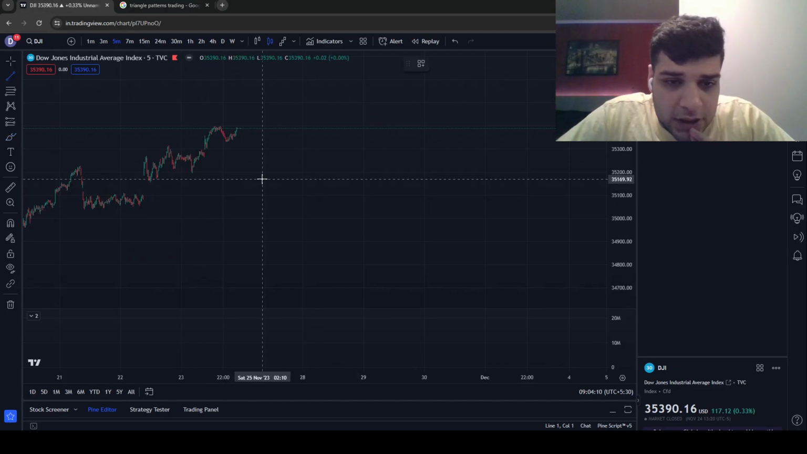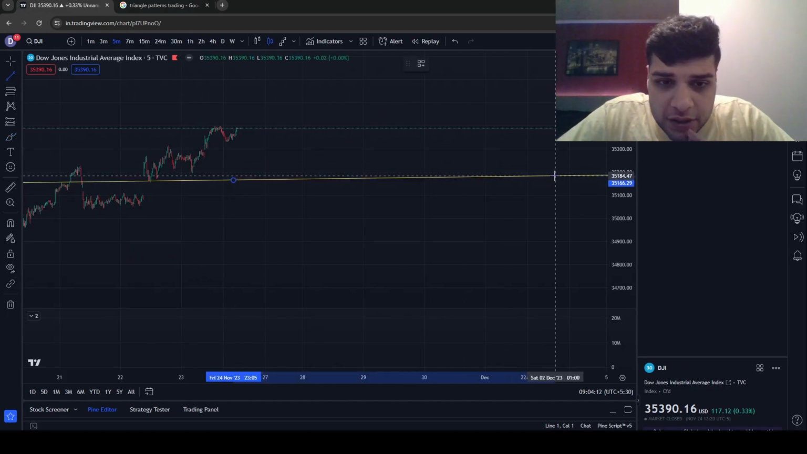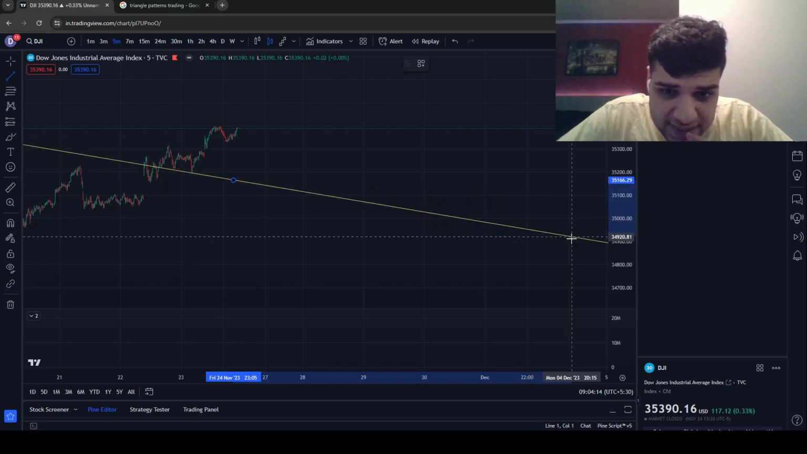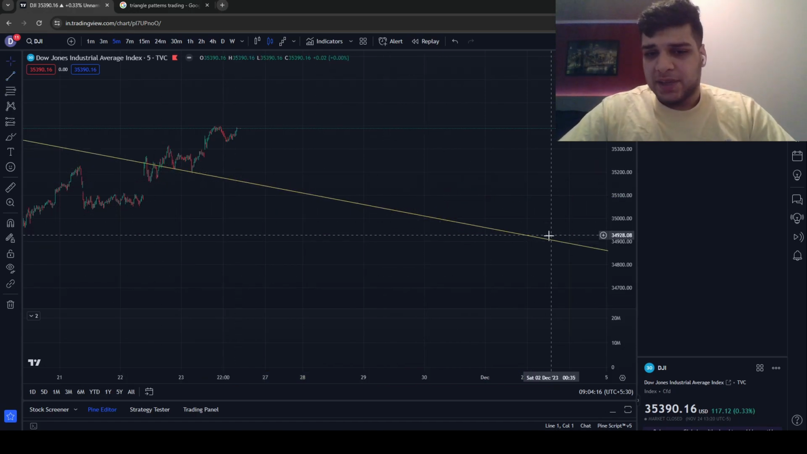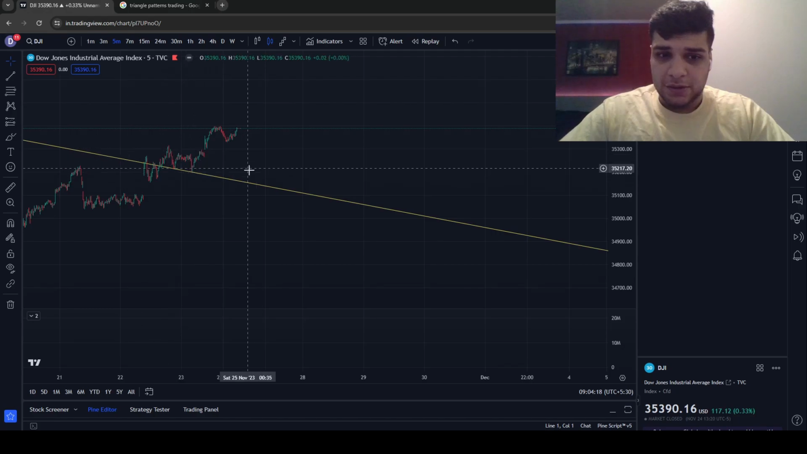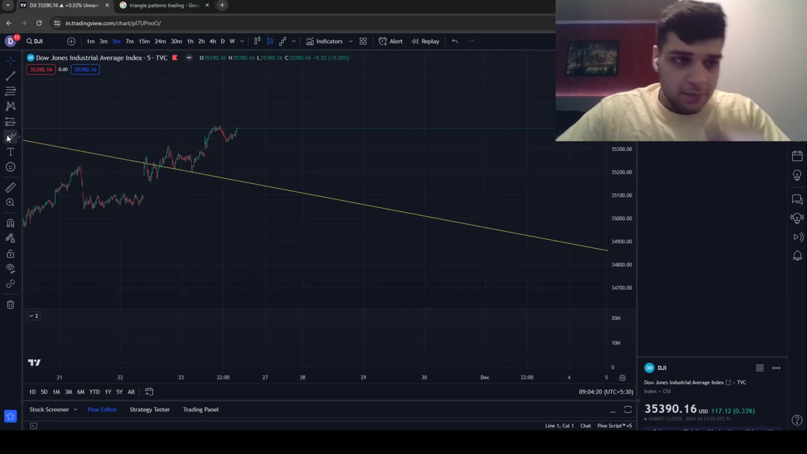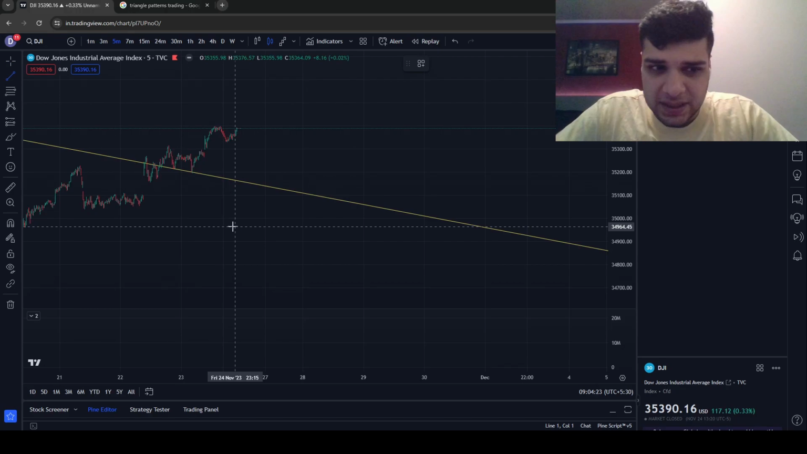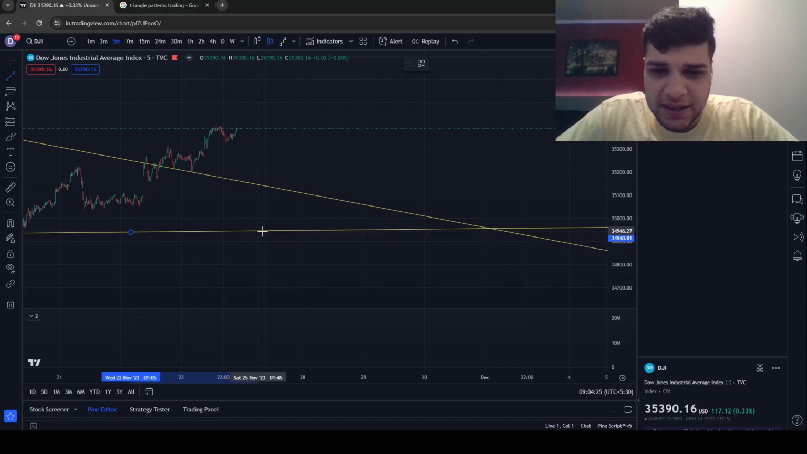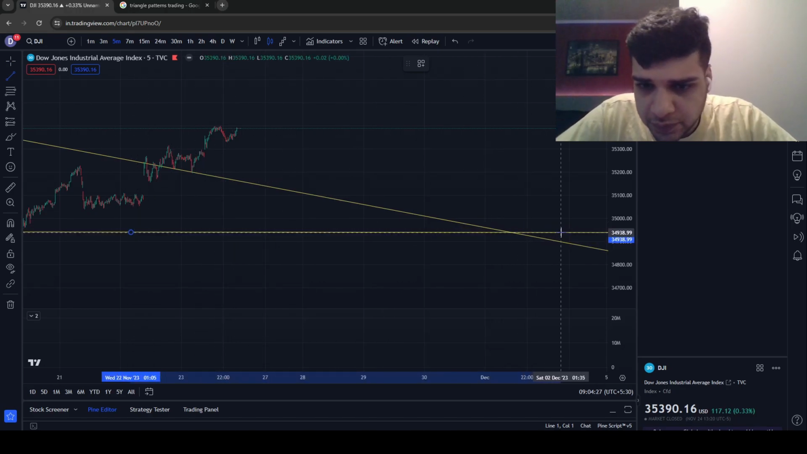Now, of course, that was an ascending triangle. The opposite of it would be a descending triangle with a trend line coming down like this. This is just an example, so don't look at the prices. I'm just trying to give you an example because I haven't found it yet and I don't want to miss out on this.